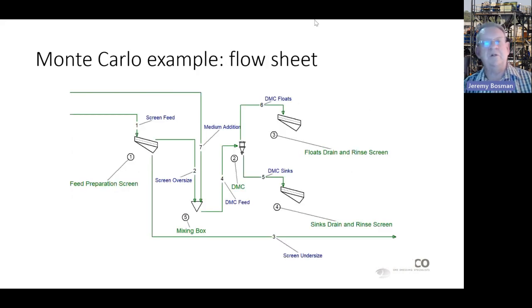If we look at a Monte Carlo example, here's a simplified flow sheet. We have a feed preparation screen. We've got our screen feed coming in on stream 1. The screen oversize goes and feeds into a mixing box, stream 2. We add medium, which is stream 7. We pump it to a cyclone, which is stream 4. And the dense medium cyclone splits it into a float stream and a sink stream. And those float and sink streams will go to their relevant float drain and rinse screens.